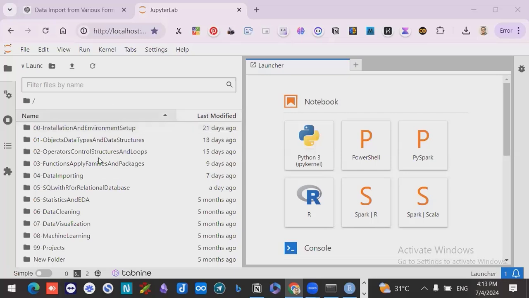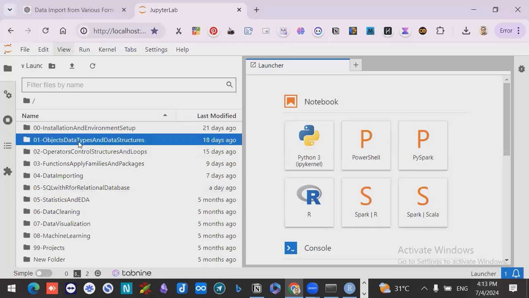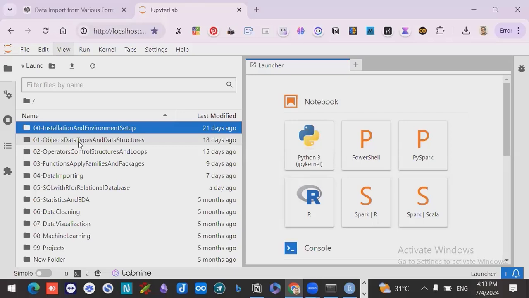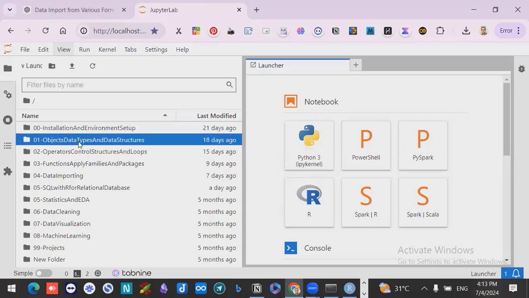So the things we learned in modules till 5 modules. We understood the main part of installation and environment setup. Then we entered into objects, data types, and data structures, like what is a vector, what is a list, and what are arrays and matrices, along with their indexing, slicing, their methods, and so many operations and their usage.